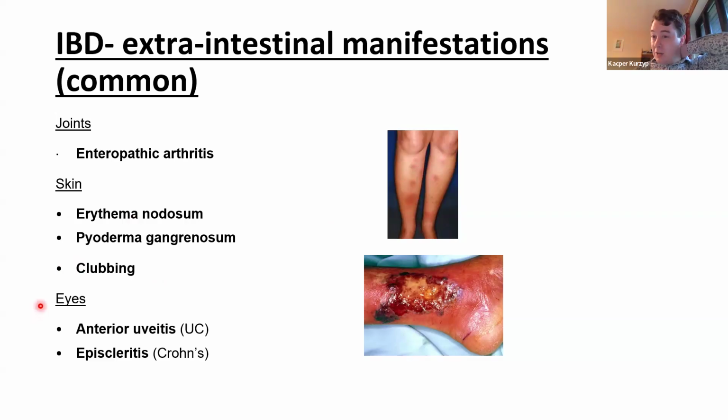In addition, you can get eye conditions with either. Now, with UC, this tends to be anterior uveitis, with Crohn's episcleritis. The details will be covered in year 5. But in terms of taking history from your IBD patient, it's a good idea to ask about joint pain, any rashes, any problems with your eyes, any eye pain, or whether they went to the hospital.